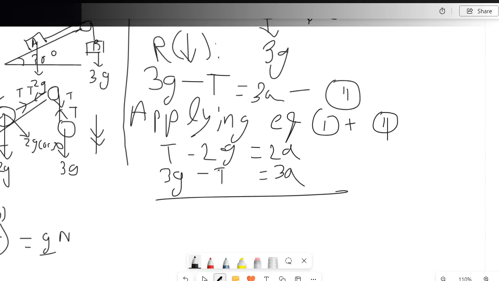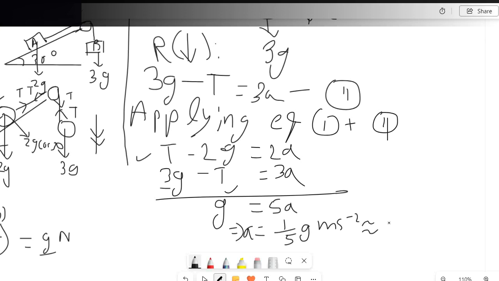So adding both equations, we can say that T gets cancelled. So 3g minus 2g is g, which equals 2 plus 3, which is 5a. Therefore a is equal to 1/5 of g meters per second squared. And if you substitute the value of g as 9.8, we get 1.96 meters per second squared approximately. And this is our answer.